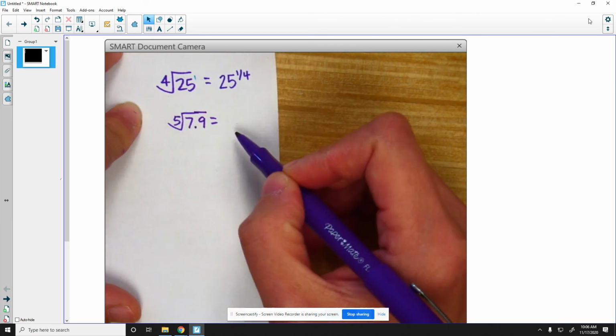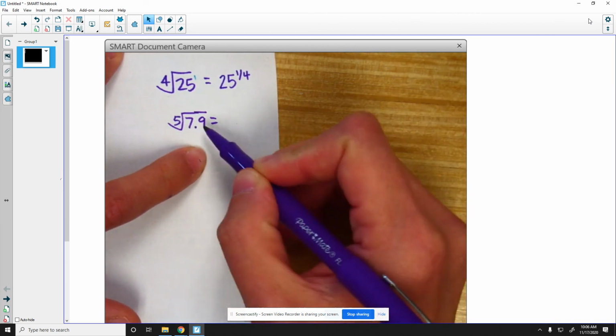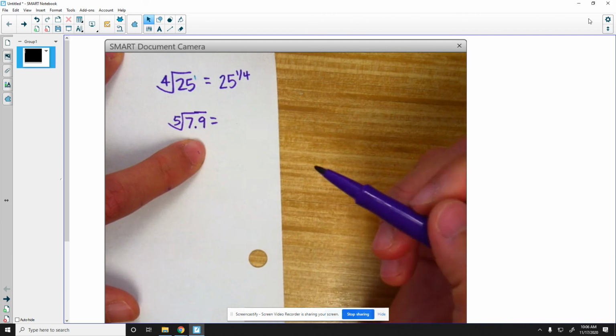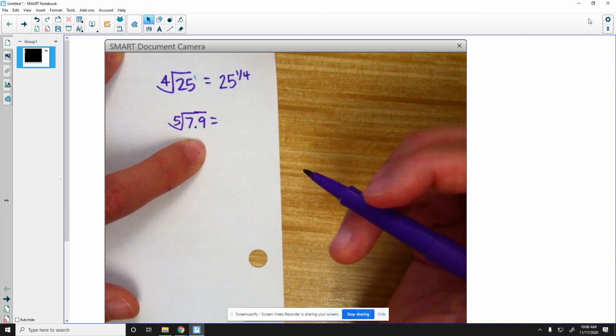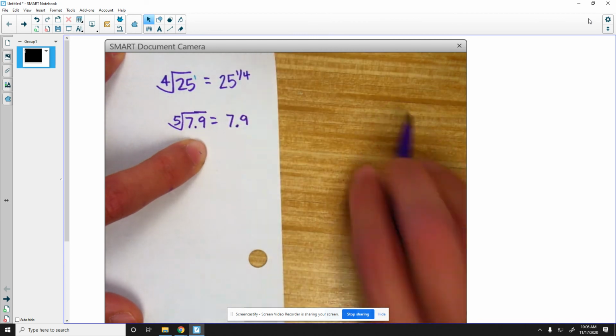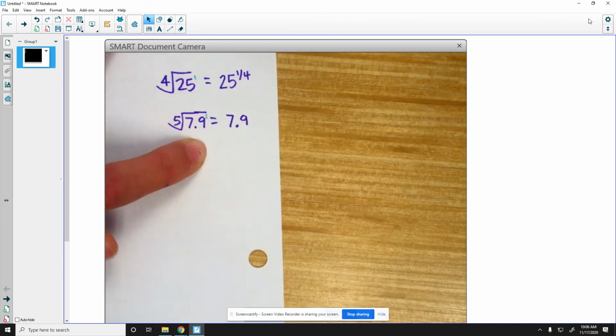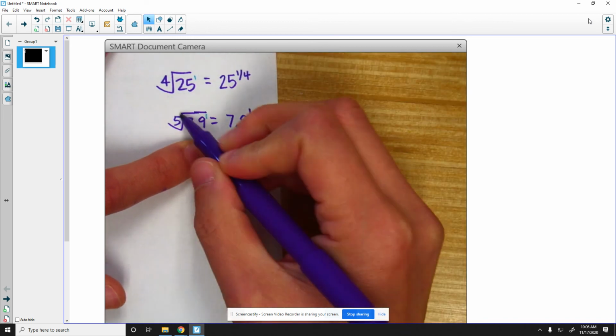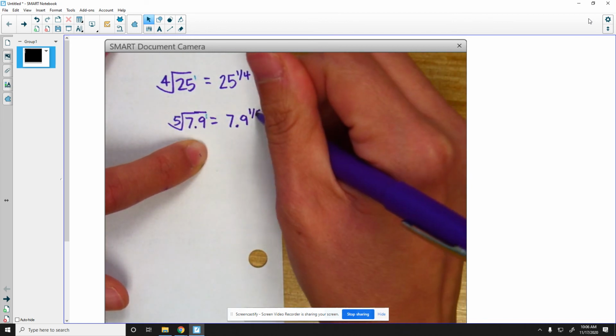Someone in person, can you tell us that's what to the what power? If I had to rewrite this, that would be what to the what power? Grayson? 7.9 to the 1/5. 7.9 to the 1/5, because this is the 1st power, so it's the 1. And then remember, your radical is always going to be your denominator.